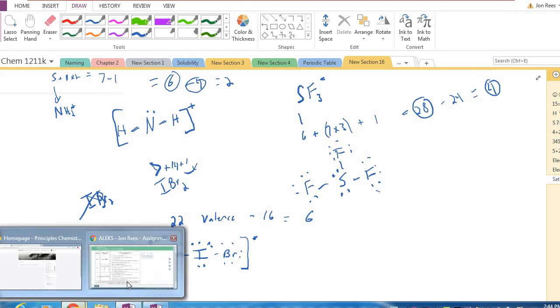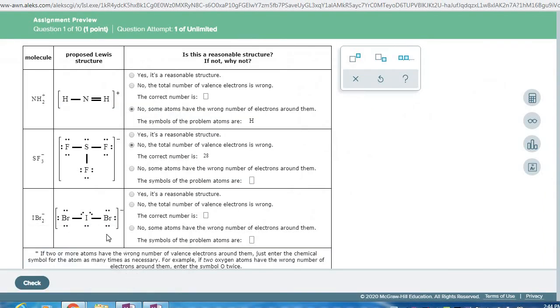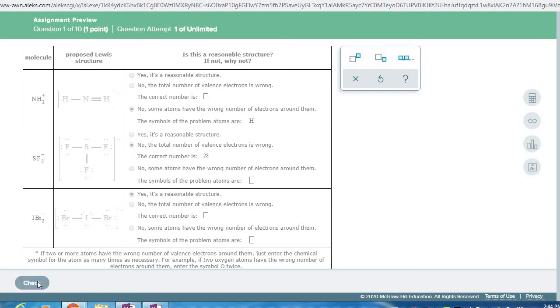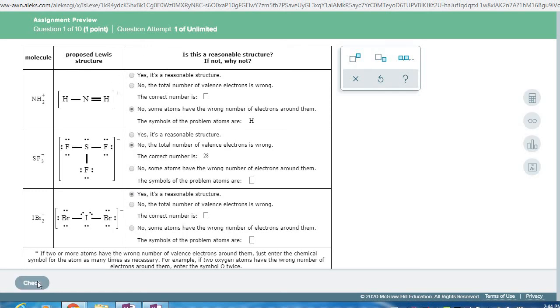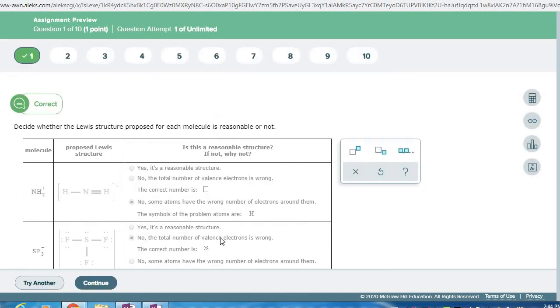Let's go back and finish answering that question. It's exactly what we've drawn, so yes, that is a reasonable structure, and I should get this problem right. Let's click on check. It's come back and told us that we are correct. So that's how you tackle these problems. I know we try to do these in our head, but I just can't do it in my head. I actually have to draw the Lewis dot structure and then compare it to what they drew.